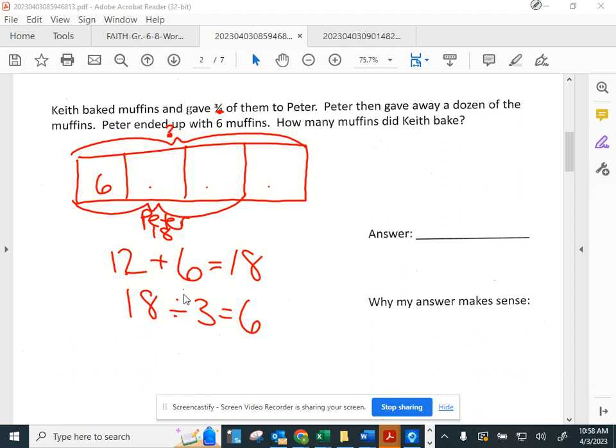So when we draw that picture and we figure out what information we're given and what we can do with that information, we're able to use it to figure out the unknown. So we're able to figure out how much Keith made all together.